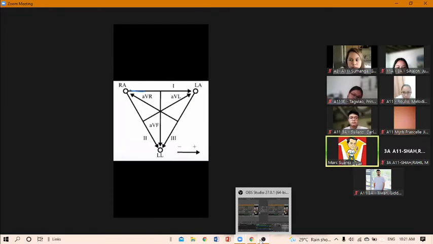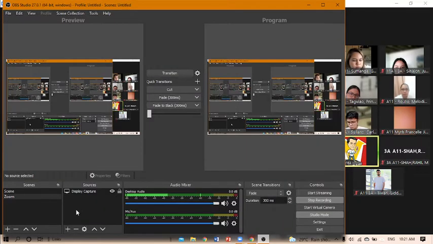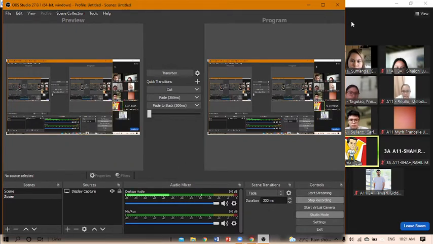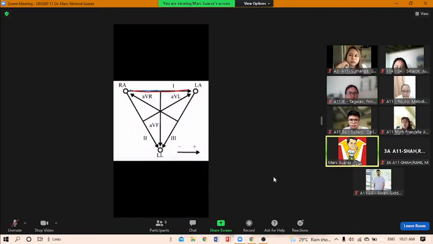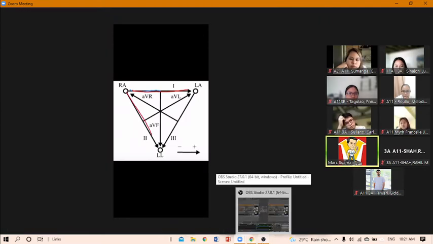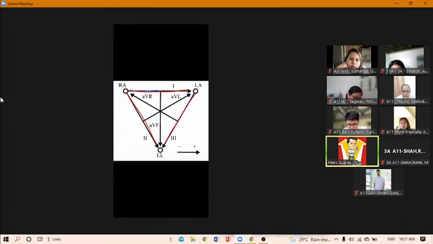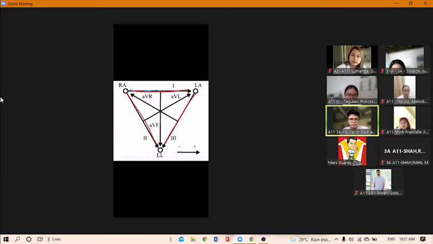With the red, this is the bipolar limb lead 1. This is bipolar limb lead 2. And this is bipolar limb lead 3. So far, so good? Yes, Doc. Okay.